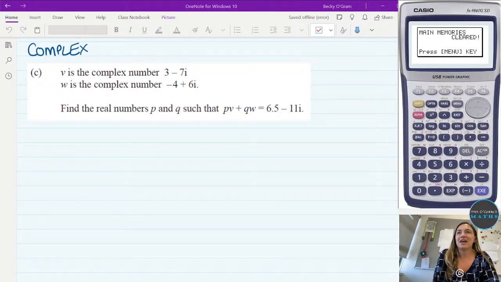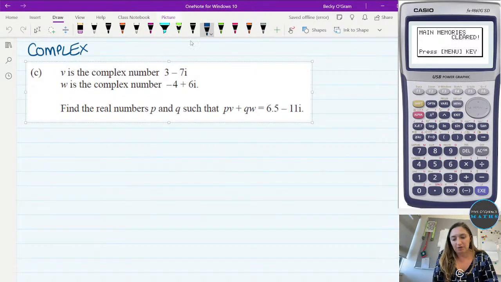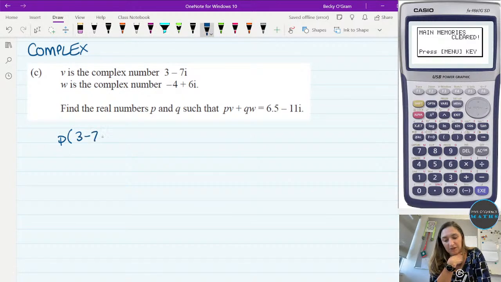Okay, so let's carry on with this complex stuff. We've got complex numbers v is 3 minus 7i, w is minus 4 plus 6i. We've got real numbers p and q such that this is true, and we need to work out what p and q have to be. So let's first write down what that's telling us. That's saying that p times 3 minus 7i plus q times minus 4 plus 6i will be equal to 6.5 minus 11i.